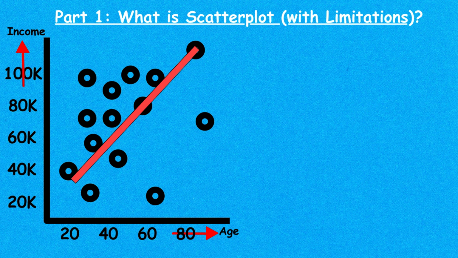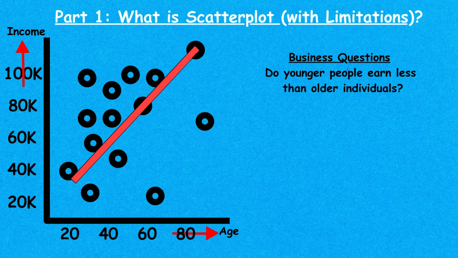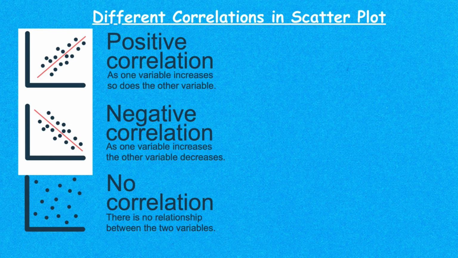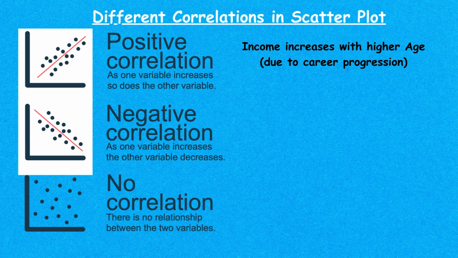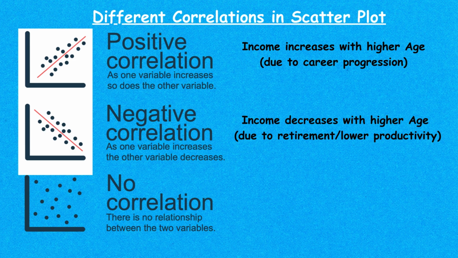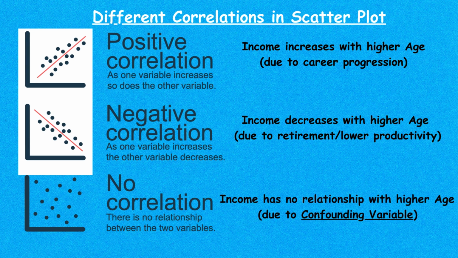For example, you might explore how income changes with age with the following questions: do younger individuals earn less than older individuals? Or, is there a clear correlation? When interpreting the relationship, the scatter plot may reveal several patterns. First, a positive correlation, where income increases with age, often due to more experience or career progression. Second, a negative correlation, where income decreases with age, possibly due to retirement or reduced productivity. Third, no clear relationship, where points are scattered without any trend, often due to a confounding variable.